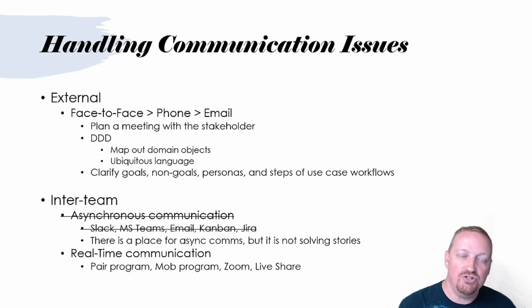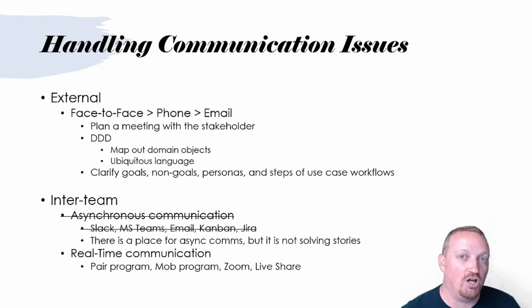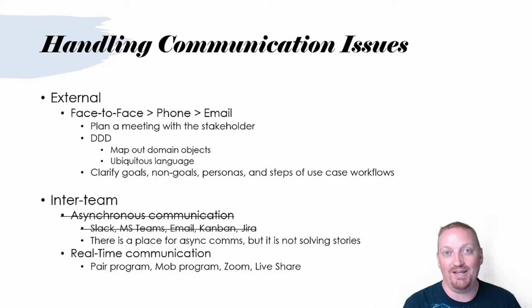If you're dealing with a team that is internal to the organization that you need to work with, try your mightiest to avoid asynchronous communications, right? We're trying to avoid email. We're trying to avoid Jira or Kanban or Slack or any of those communication systems that do not work in real time in tandem with that person or with that team. Again, that doesn't mean you never use those tools. It just means that those tools are not meant for solving your user stories, right? They shouldn't be used for the work directly related to the story that you're trying to resolve.